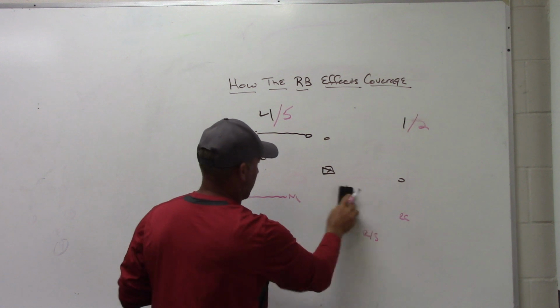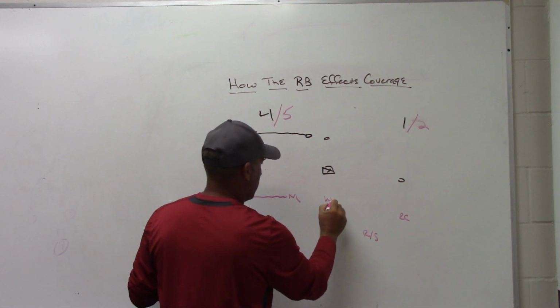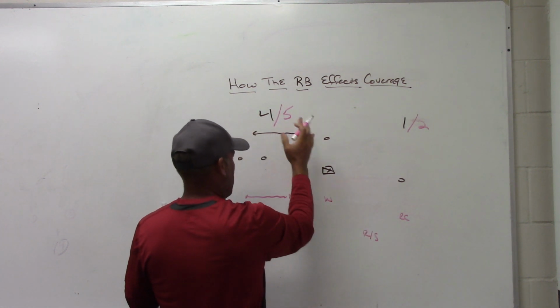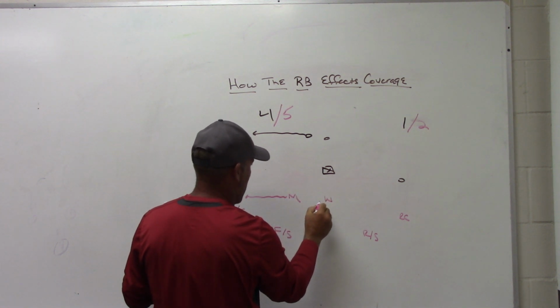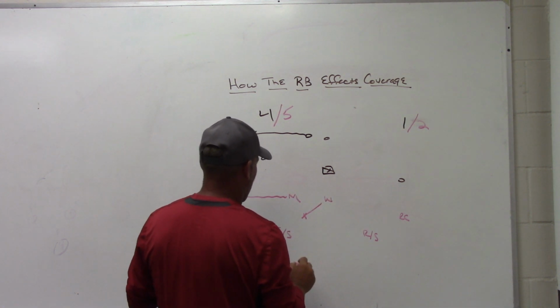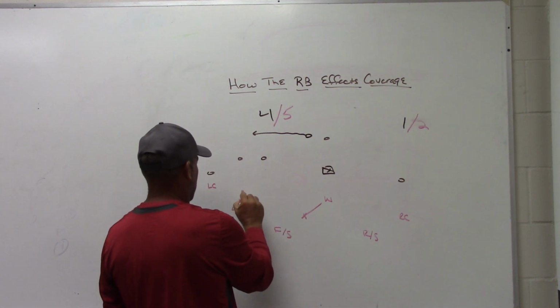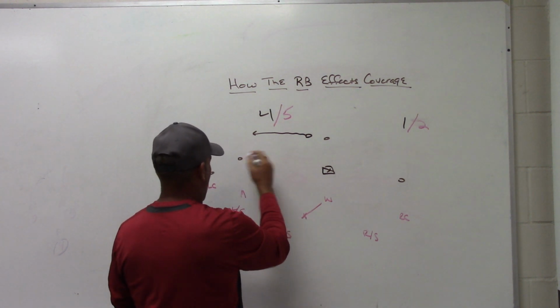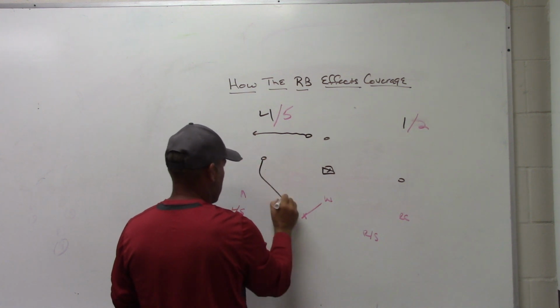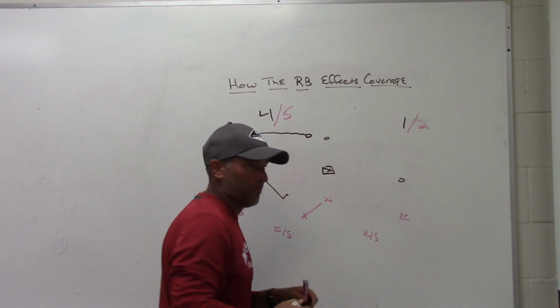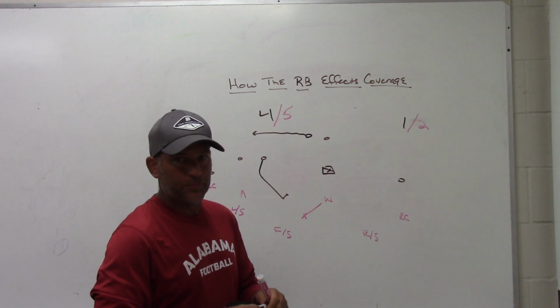So what happens now is with 4 strong, if 4 pushes strong side, you better get your Will to cut to the strong side. Otherwise, if the Mike pushes and ends up all the way out here, you've got a number 3 receiver or a number 2, however they do it. You've got all these intermediate routes being run right now that you can't cover, okay?